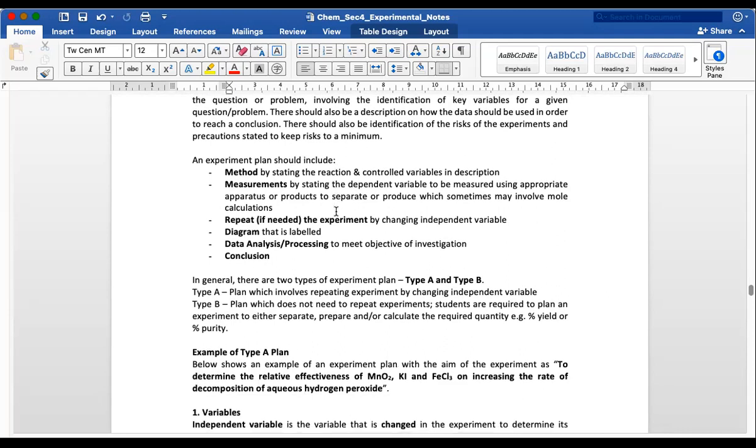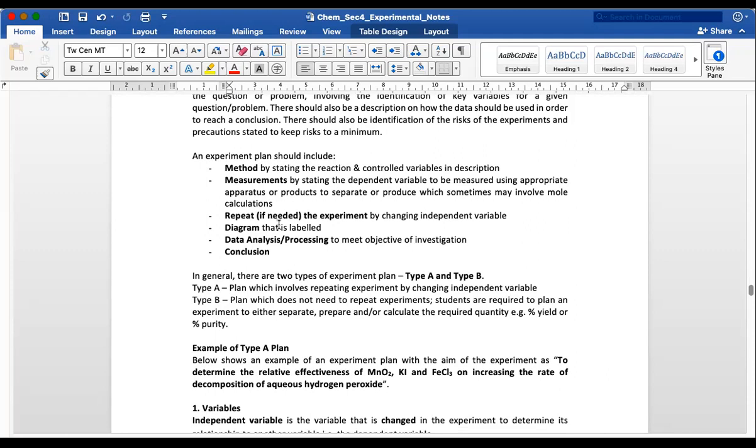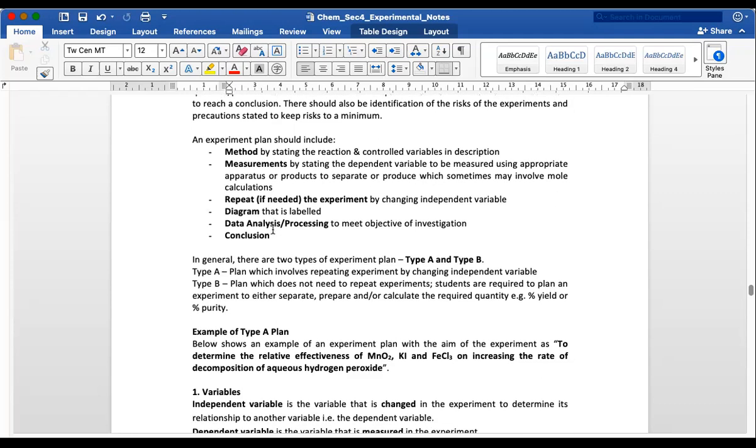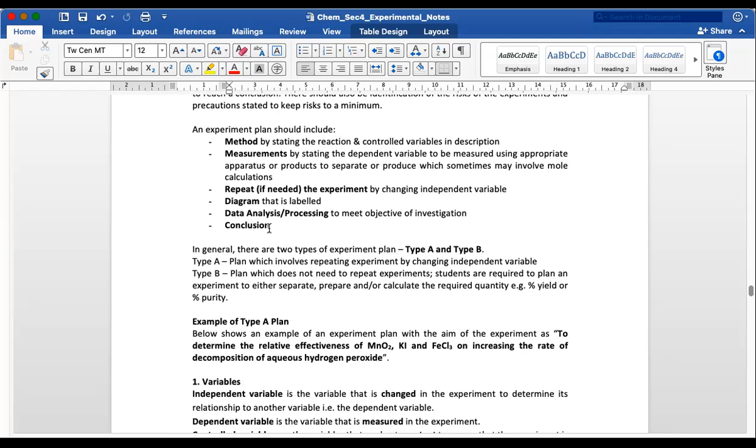All right. So the first step is to come up with this method called the MMRDDC method: stating the reaction and control variable, measurement, what is the dependent variable to be measured, and repeat if necessary by changing the independent variable, diagram if necessary, and if it can improve clarity of the experiment procedure, data analysis and processing, and conclusion. Okay, marks are given for each component.